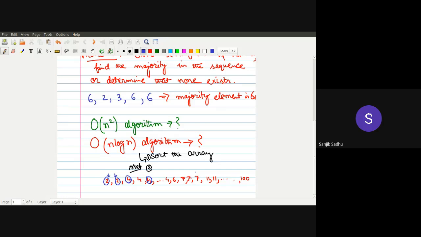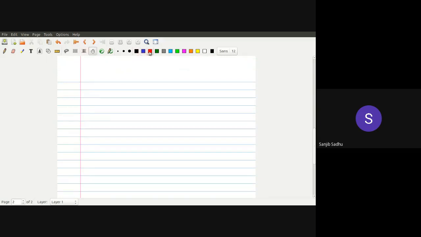Now if I ask you that we want something more efficient, more efficient means we want a big O of n, linear time algorithm. How can you do it?